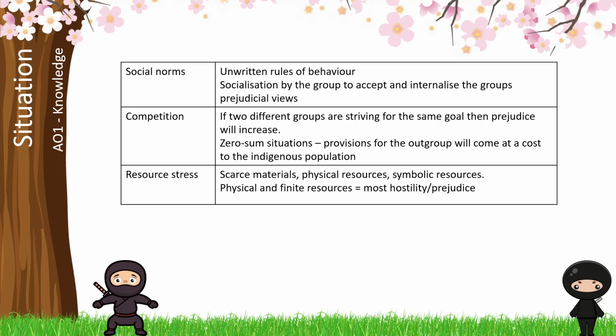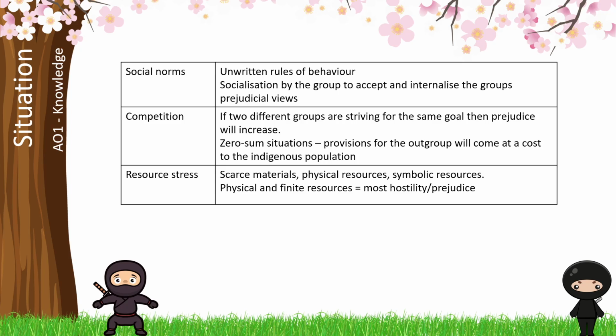Let's start with situation. With situation, we want to be talking about these three key terms. Within this specifically, we want to focus in on zero-sum situations, and in relation to prejudice, this is going beyond negative interdependence that we talked about in realistic conflict theory. Here we're saying that, rather than just competing with each other, where one wins and one loses, if I help somebody else, it's going to come at a cost to myself. So I'm in a worse position than I was.